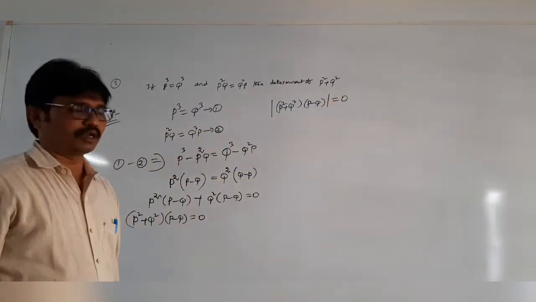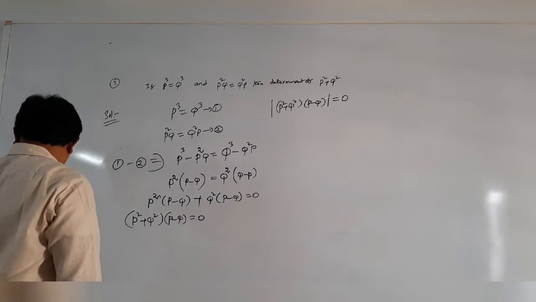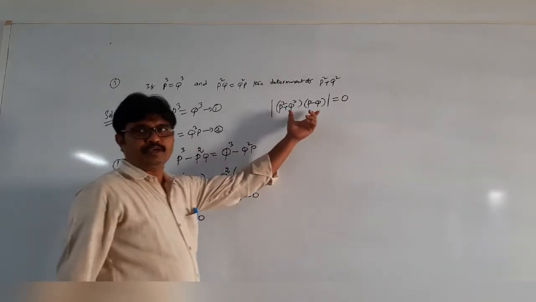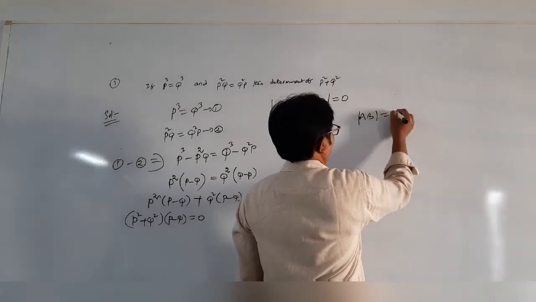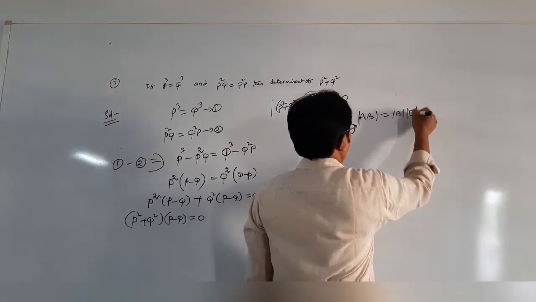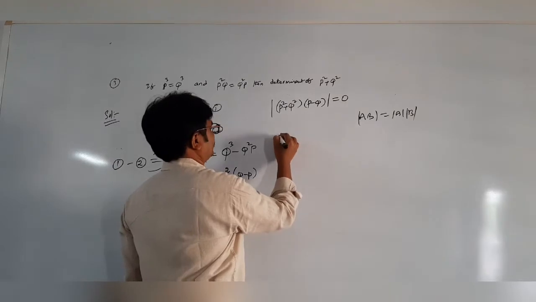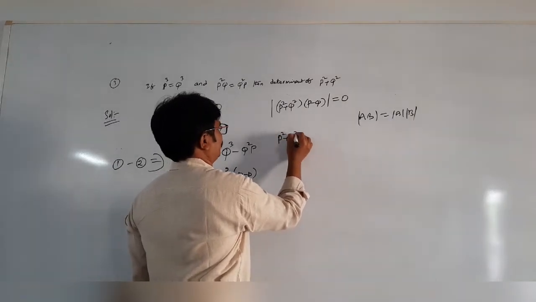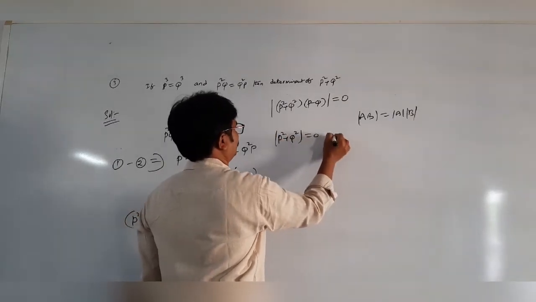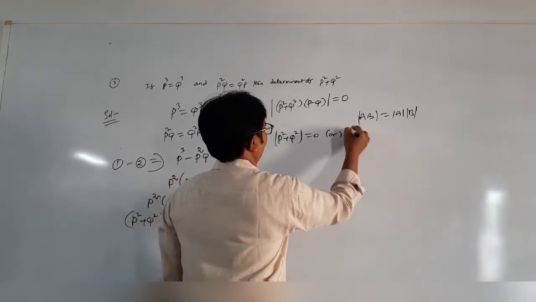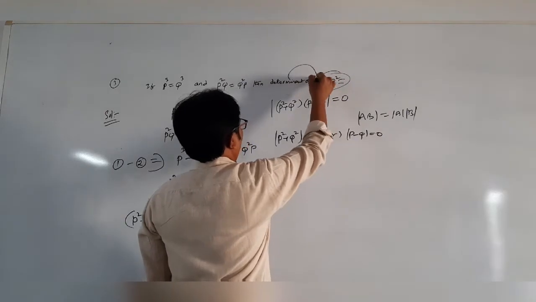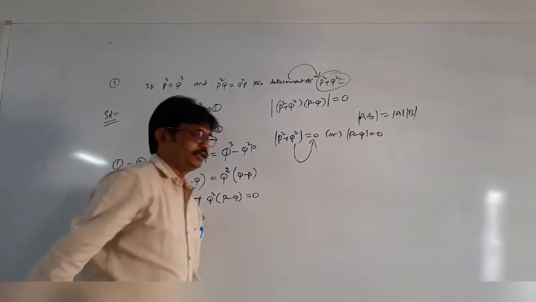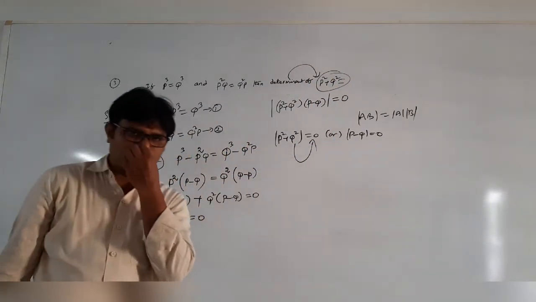Dear students, right now, det of AB is what? What is the formula, students? Det AB equals det A into det B. So, students, det of (p² + q²) equals 0 or det of (p − q) equals 0. Here they are asking the determinant of p² + q² equal to 0. Okay, students?